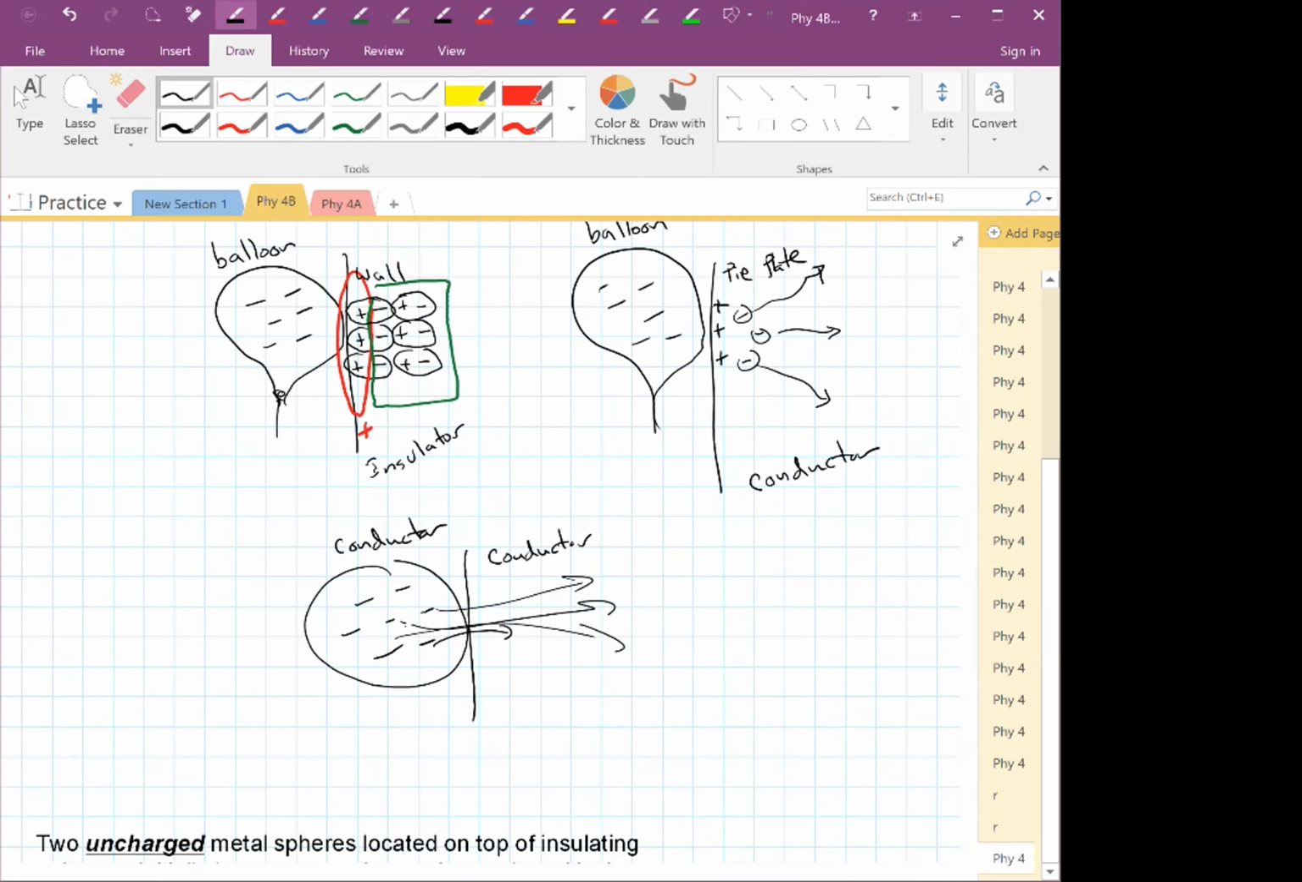But the balloon is not a conductor. The balloon is rubber. It's an insulator. So maybe right where the balloon is touching, a couple of electrons moved over, but the rest of that balloon is not touching the wall. And so those other electrons are stuck on the surface of that balloon, and they can't move across. That's why it retains its charge.